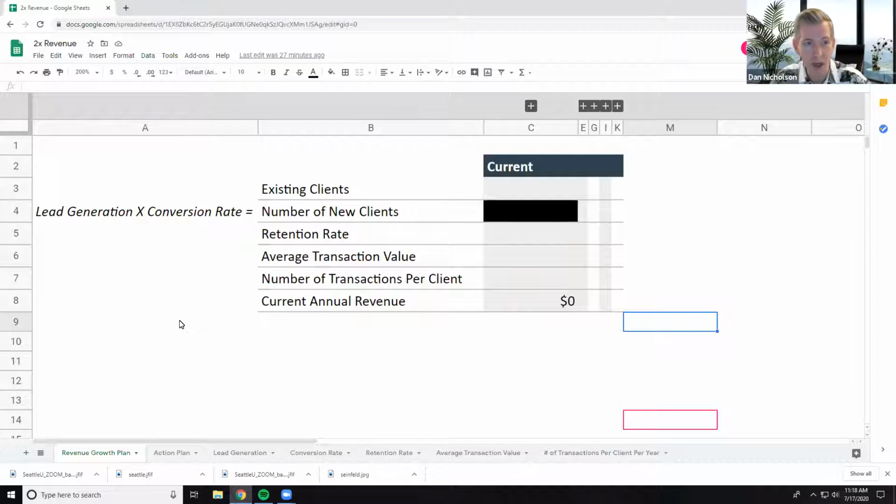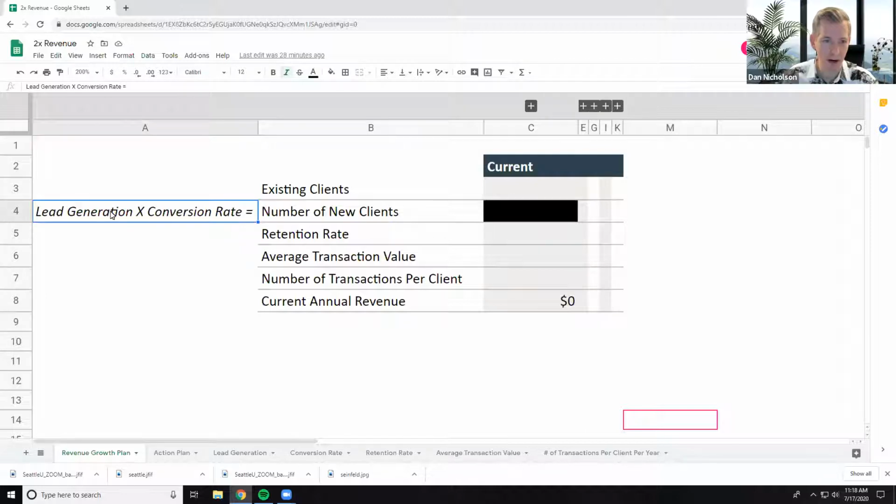So with that, here is the 2x your revenue process. Now, most everyone just focuses right here, lead generation. I need more clients. Well, you can see I got that blacked out right now. So we're all hyper-focused on we need new clients. And how can I get more leads? How can I convert more?